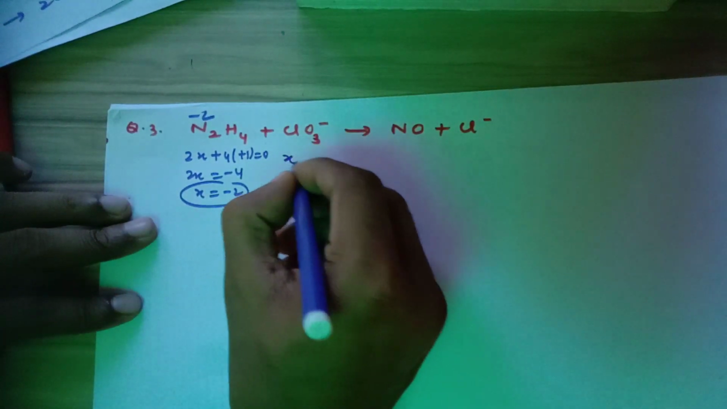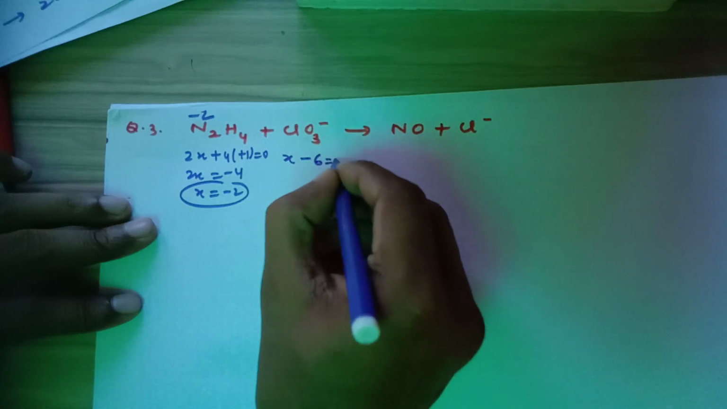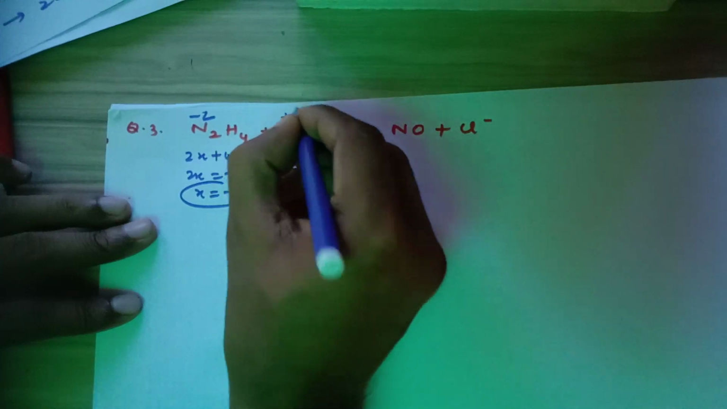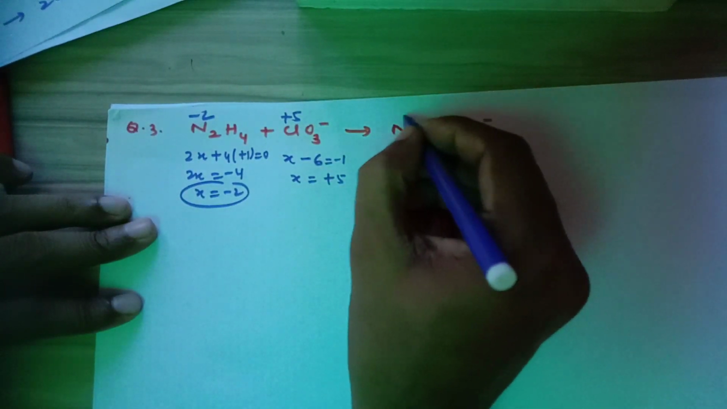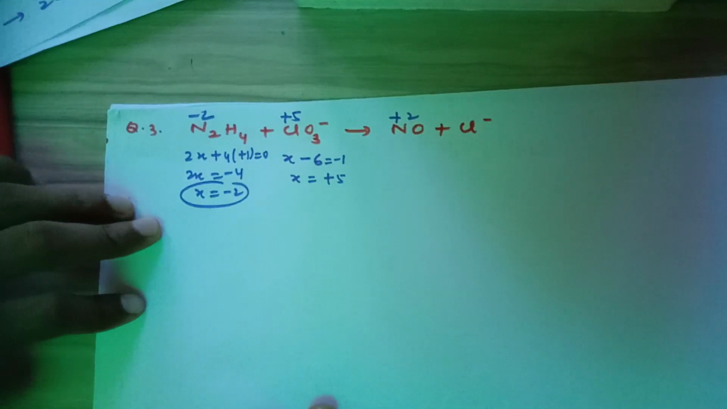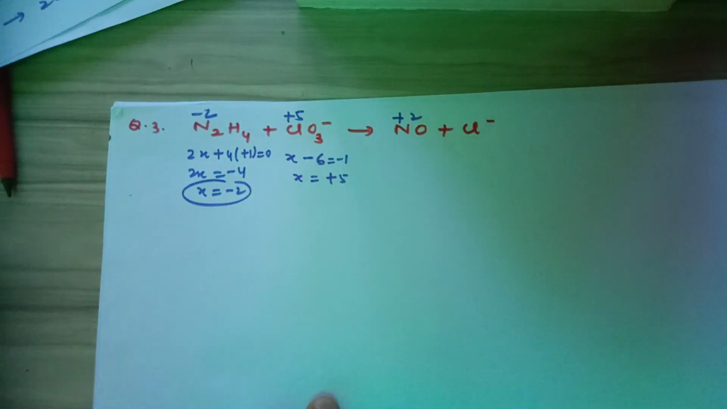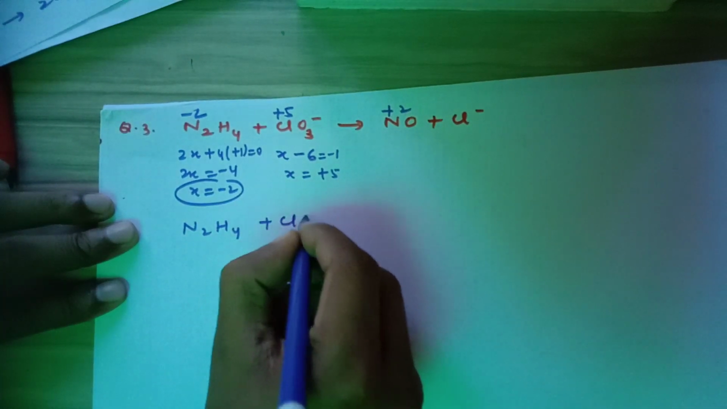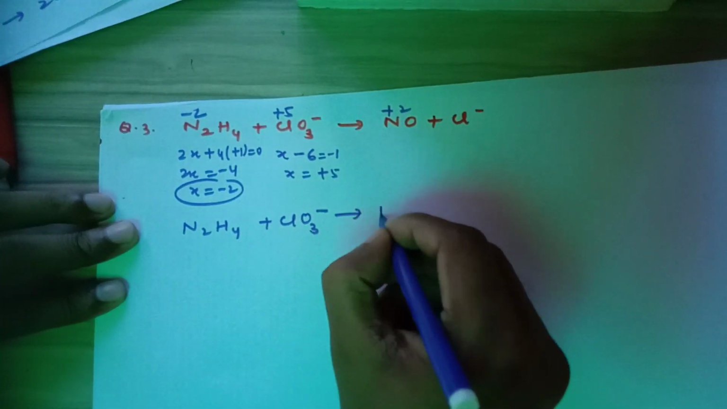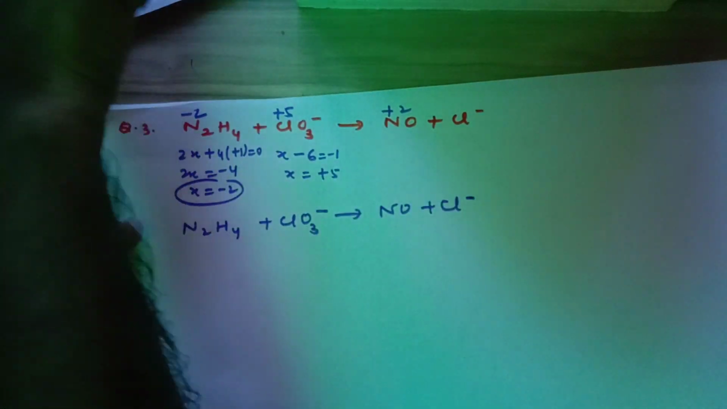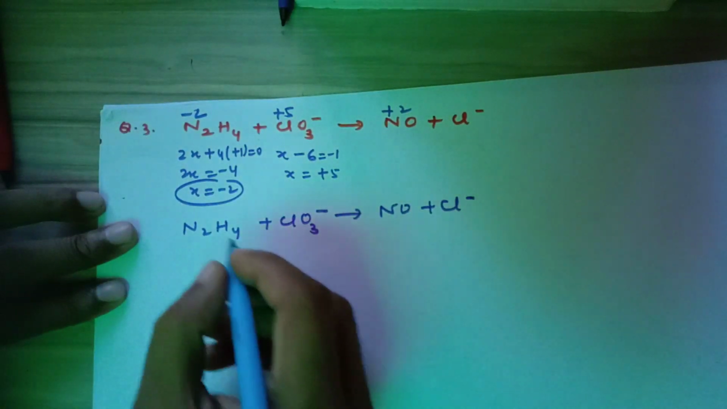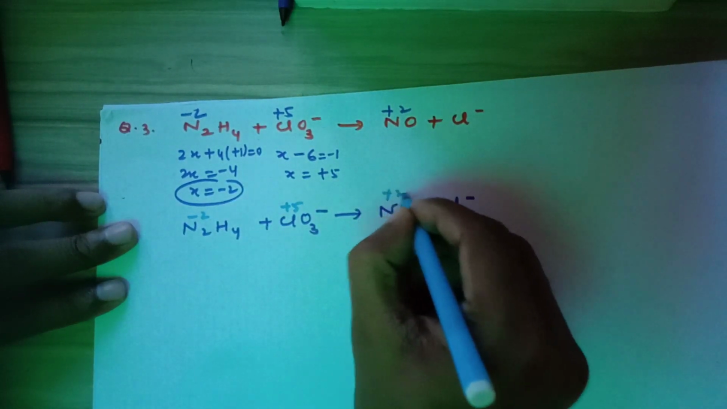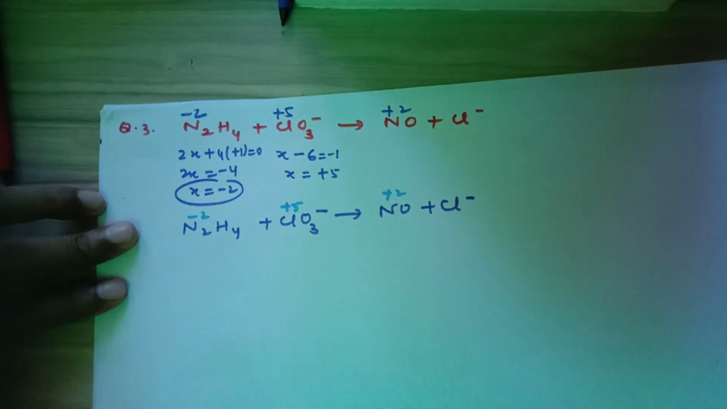Here for chlorine it will be x minus 6 is equal to minus 1. So x will be plus 5. For nitrogen in NO here it will be plus 2, and for chlorine in Cl minus it is minus 1. Now let's see the change. It is N2H4, ClO3 minus, NO, Cl minus. Now it is minus 2, this is plus 5, this is plus 2, and this is minus 1.